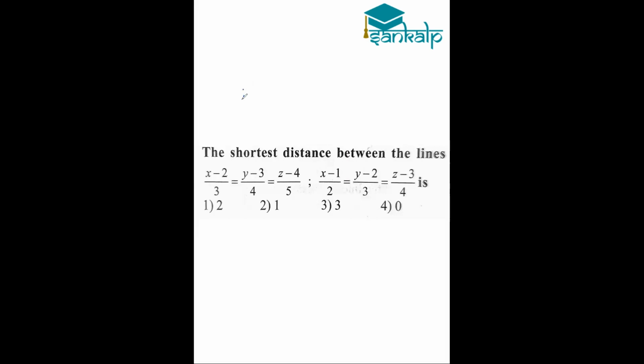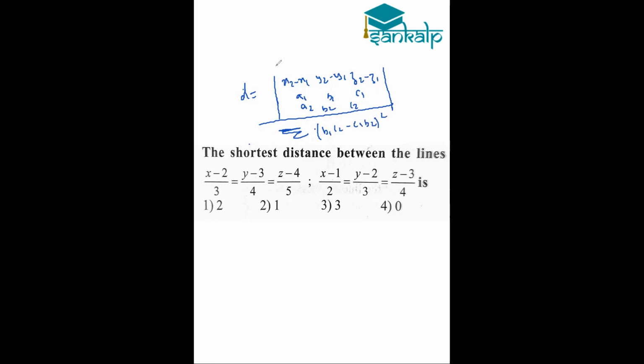So d is equal to the mod of the determinant of x2 minus x1, y2 minus y1, and z2 minus z1, then second row a1, b1, c1 and a2, b2, c2, all divided by the square root of the summation of (b1 c2 minus c1 b2) whole square. Okay, so this is the formula.